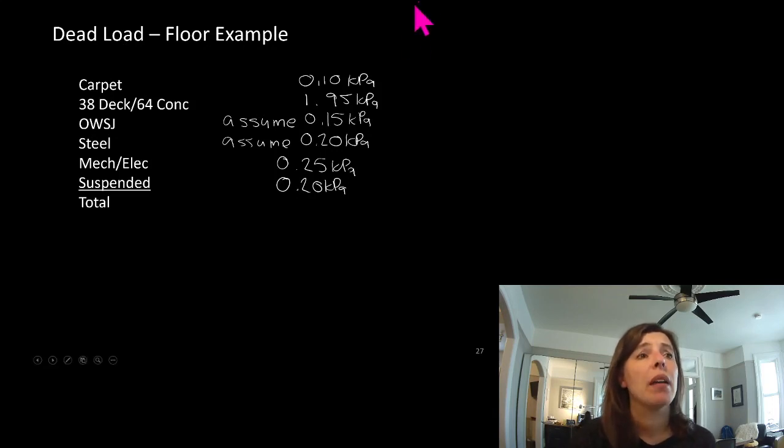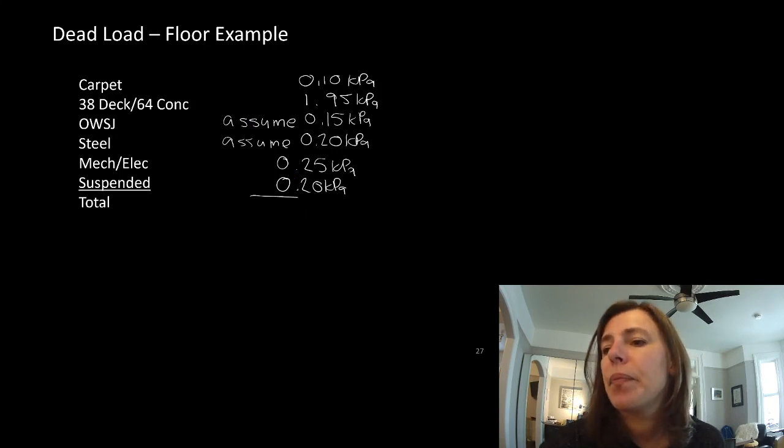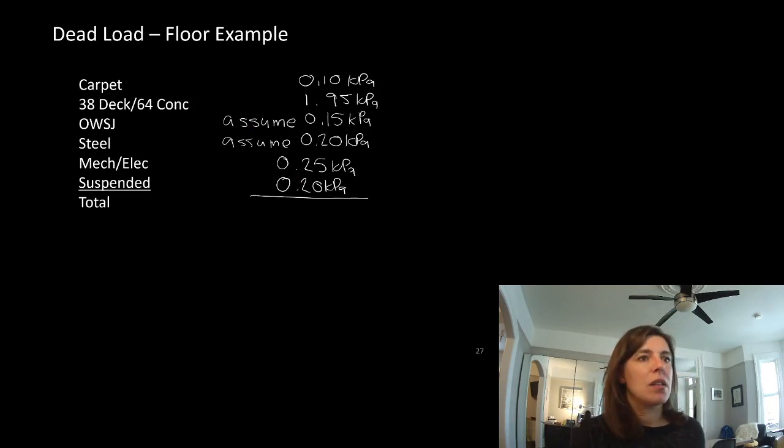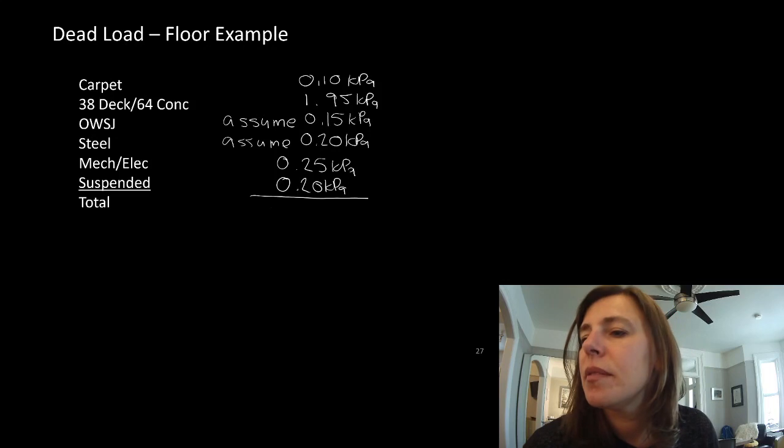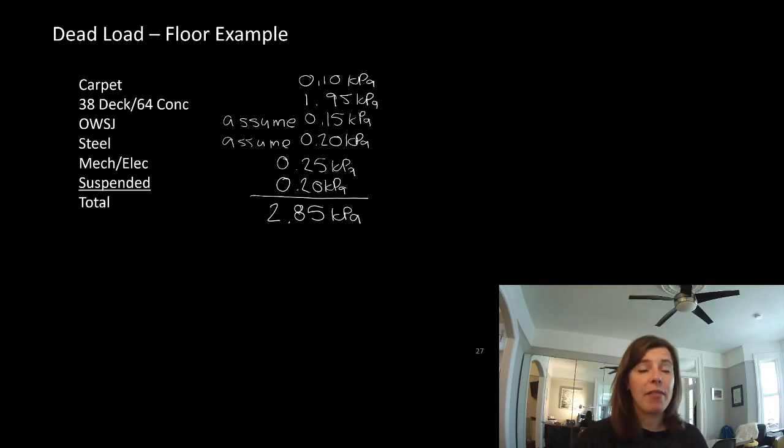So we've got the weight of all of our assembly for our floors. We can add these up. So we've got 0.1 plus 1.95 plus 0.15 plus 0.2 plus 0.25 plus 0.2. We've got 2.85 kPa.